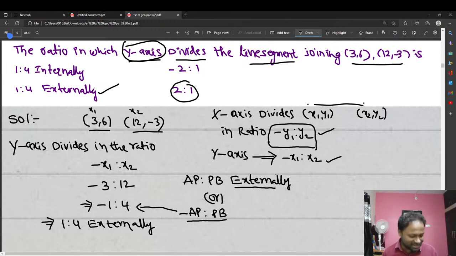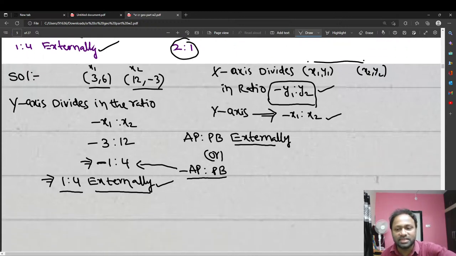First, let us complete this. I think you got the point. If there is a negative, a minus, we can write it in a positive way, that is 1 is to 4 externally. 1 is to 4 internally is there, and 1 is to 4 externally is there. The correct answer is 1 is to 4 externally. Kavya says 1 is to 4 externally. That is exactly the correct answer.